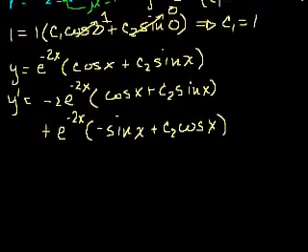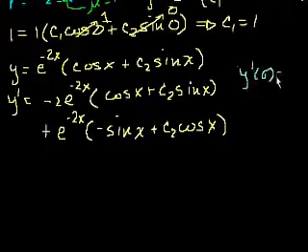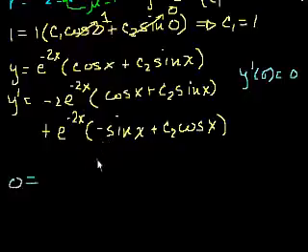So let me write that down. The second initial condition was y prime of 0 is equal to 0. So y prime, when x is equal to 0, is equal to 0. And let's substitute x is equal to 0 into this thing. We could have simplified this more, but let's not worry about that right now.